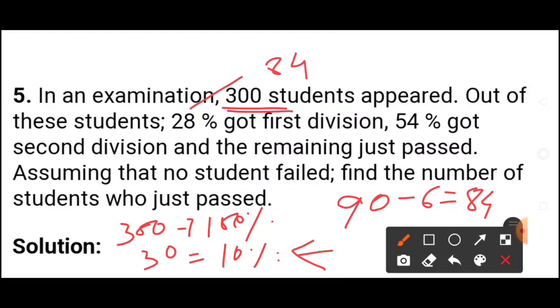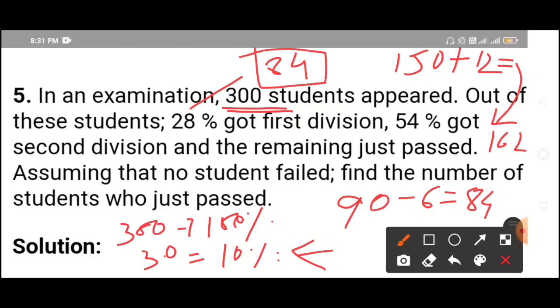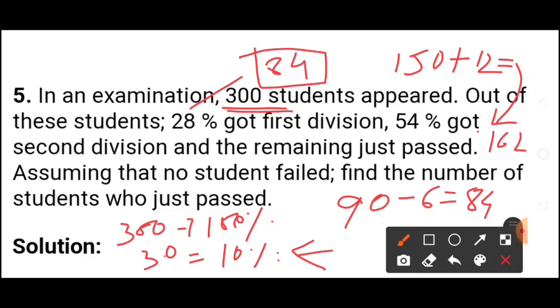Then we have to find 54%. To find 54%, let's first find 50%. 50% of 300 will be 150, then an additional 4% we need. 1% means 3, and 4% will be 4 3s are 12. So here we are getting 150 plus 12, let me write here, 150 plus 12 will be 162. So we got two numbers, that is 28% means 84 and 54% means 162.